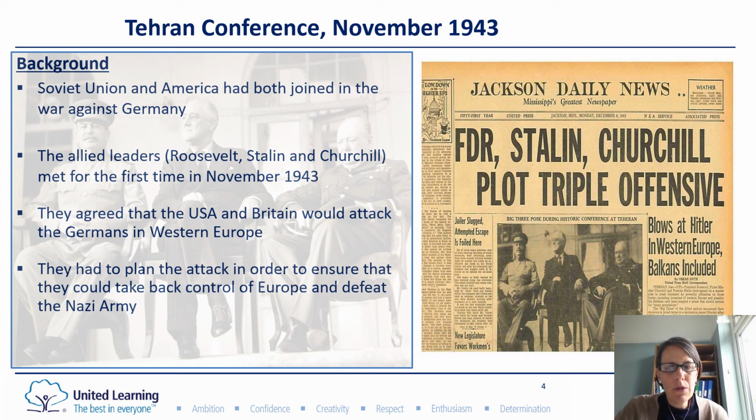Okay, so we're going to look at the build-up to D-Day a bit first, and the first thing we're going to look at is a conference that happened in Tehran, and you can see the three leaders who were there. So the Soviet Union and America, we know, had joined the war against Germany, and Roosevelt, Stalin and Churchill had a meeting together, the leaders of those three countries, with Britain as well. They agreed that the USA and Britain would attack the Germans in West Europe, and they had to plan that attack so that they could take control back and defeat the Nazis.